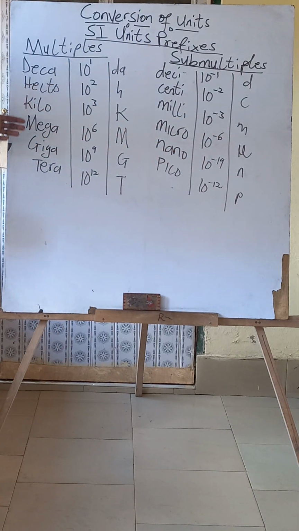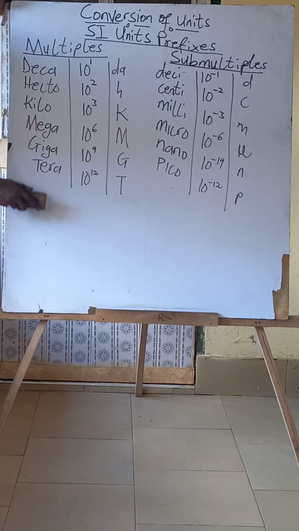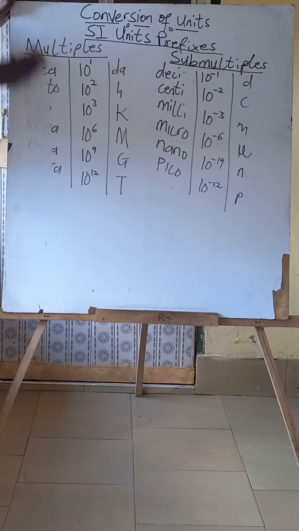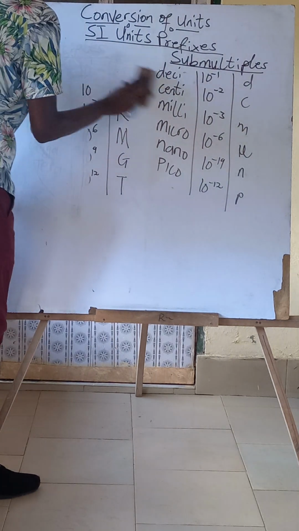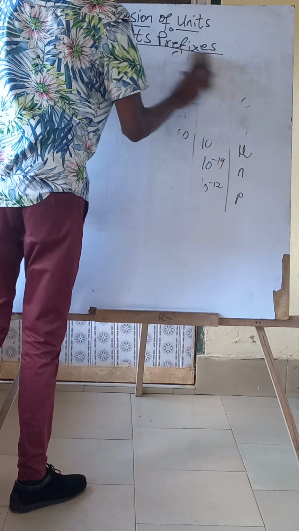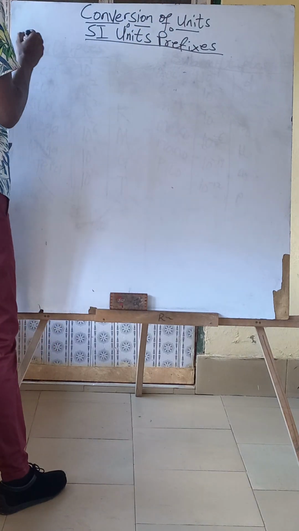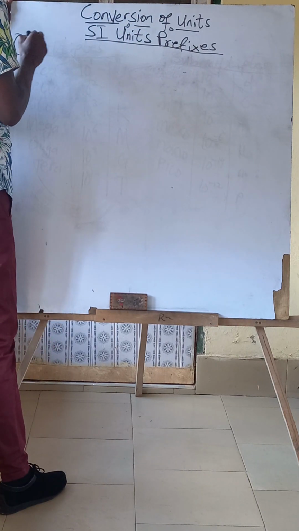So before you can convert from one unit to the other, you have to know these multiples and sub-multiples. There are a whole lot, but these are the major ones that you'll be using. So let's see how the conversion is done. First of all, we are going to discuss conversion from a multiple to a sub-multiple.